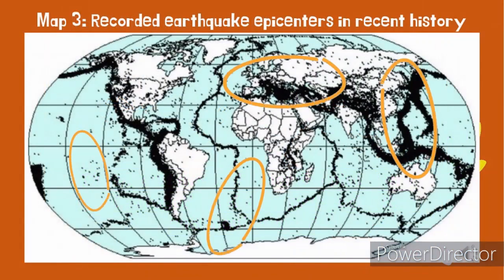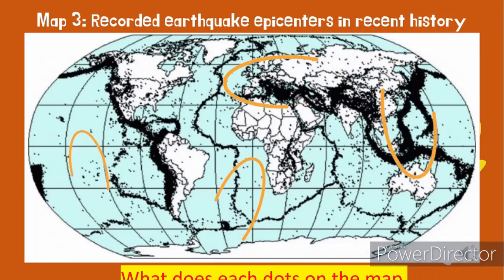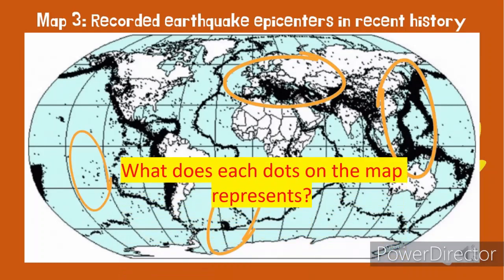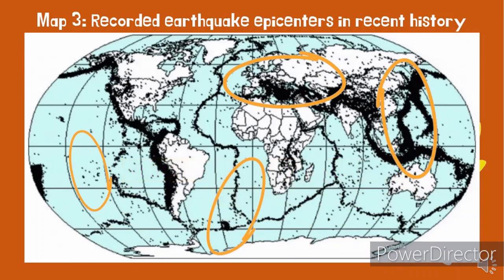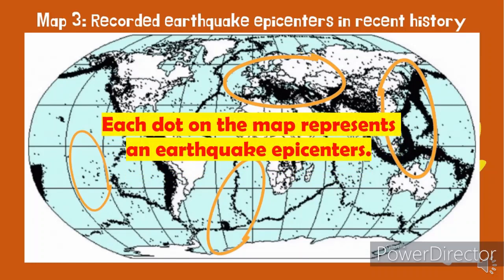Map number 3 shows the recorded earthquake epicenters in recent history. What does each dot on the map represent? For map number 3, it shows the recorded earthquake epicenters in recent history. If you notice that there are black areas on the map, they contain groups of dots, and each dot on the map represents an earthquake epicenter.